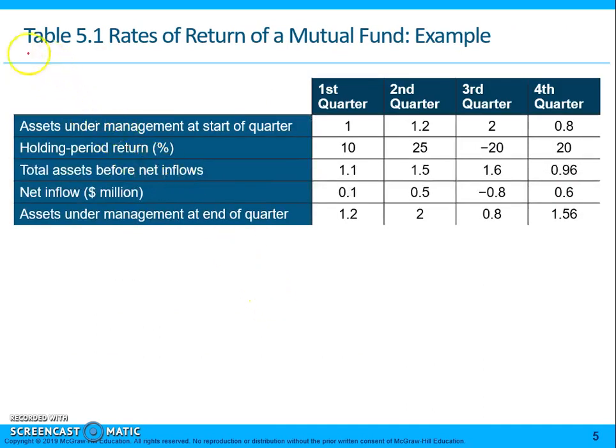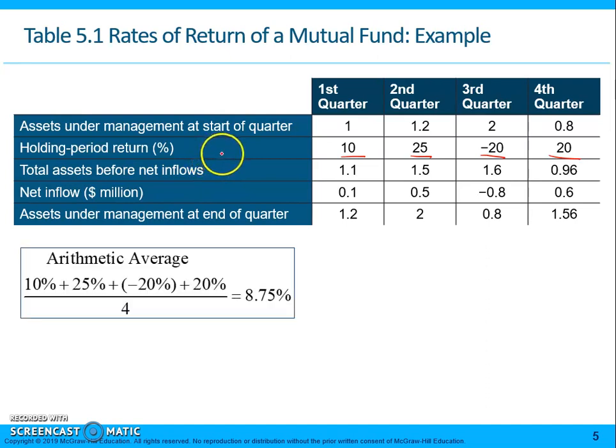So table 5.1 shows a mutual fund example. We've got 4 quarters, and we've got holding period returns for the 4 quarters of 10%, 25%, a loss of 20%, and then 20%. So for the arithmetic average, add those 4 up, divide by 4, get 8.75%.